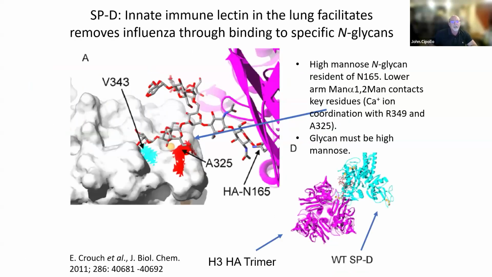Now getting to SPD, so what is binding to SPD? This is some work by Crouch et al. I think Josiah was also involved in this from Boston University. It interacts with that high mannose glycan, and it really tends to be most high affinity for that MAN12 alpha 1,2 lower arm, which tends to form in this pocket, although other high mannose glycans are also interactive.